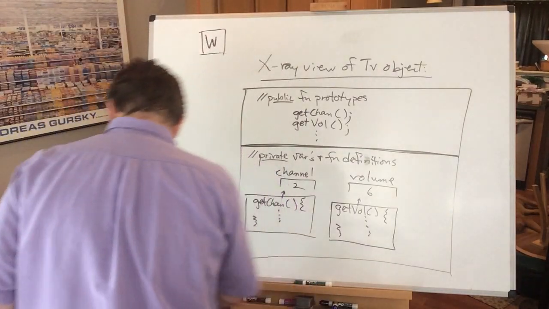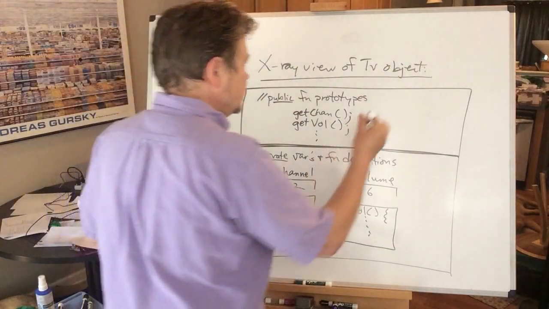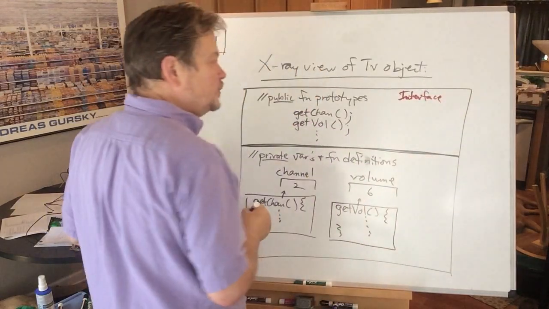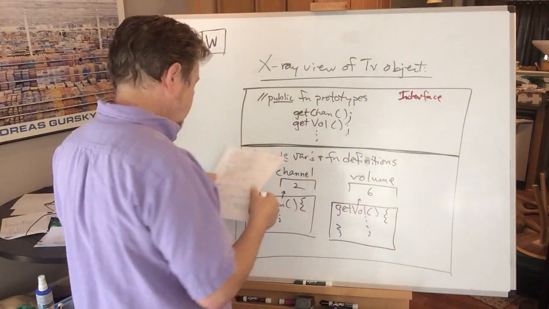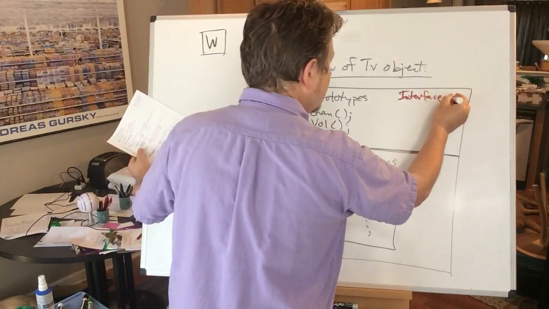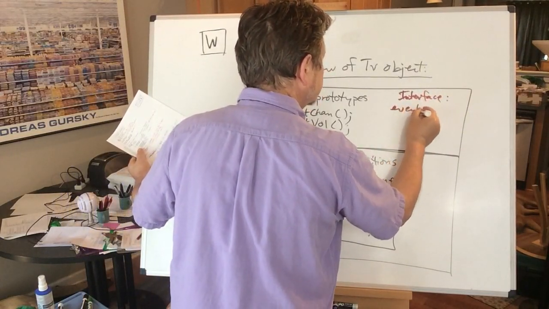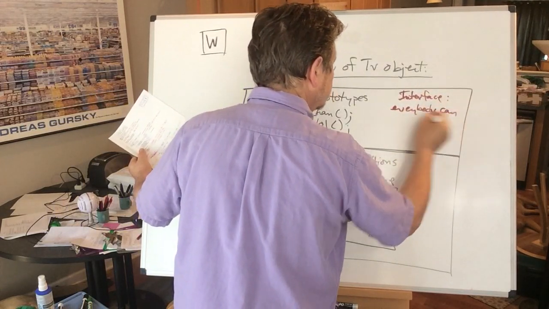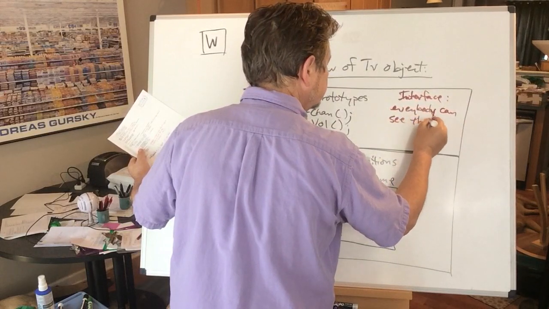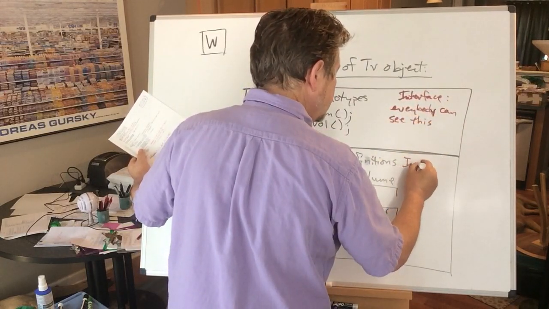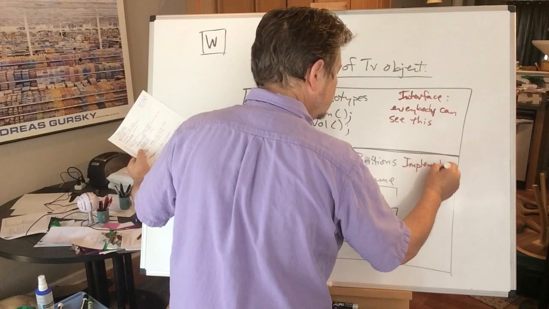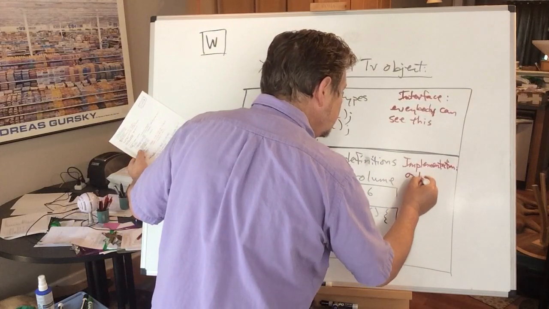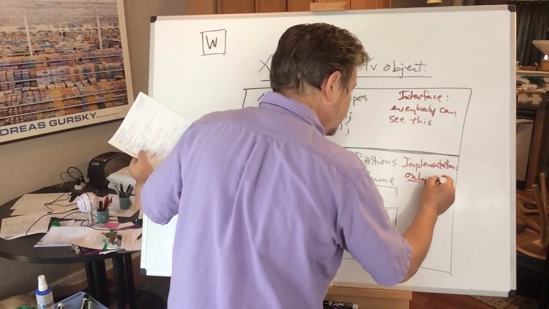Oh, I was going to switch colors and write stuff on here. This is the interface up here, and it's visible to the world. It's public. I've already got public up there. I'll just say everybody can see this. This is the implementation that we'll look at in the next video. Only visible inside the object.